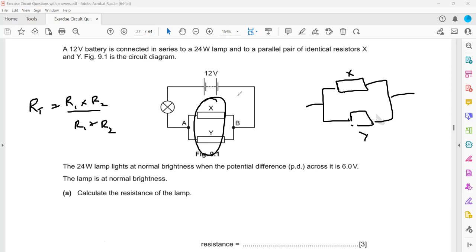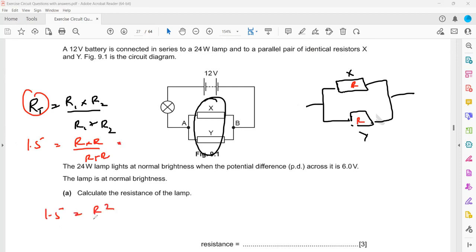So the combined resistance of these two resistors we want, and they're identical. So if I say this one is A, this one is also A. I'm not using X, otherwise you will get confused with X and Y. So instead of A, if I use this is R, this is also R. The total resistance of these two is 1.5. So it will be R multiplied by R divided by R plus R, and that's equal to 1.5.